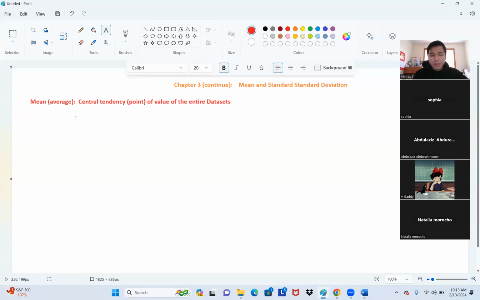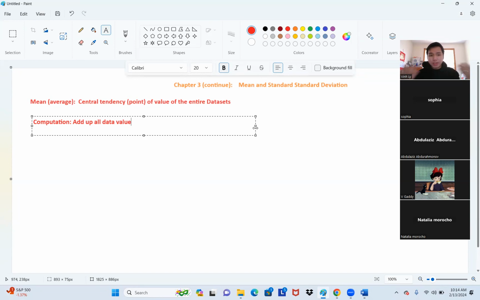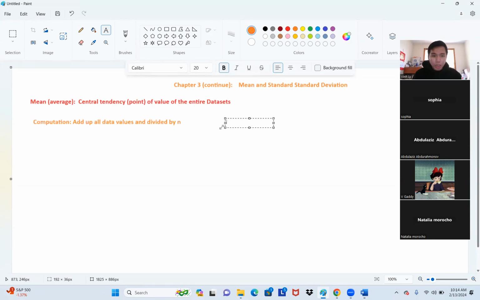So in order to compute the average, you simply add up all the data values. When we change the data set values, we basically change the average of the data set. So we add up the data values and divide by n. I can give you the formula, but I feel like the formula is sort of confusing.